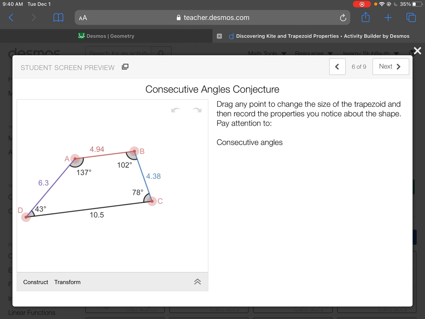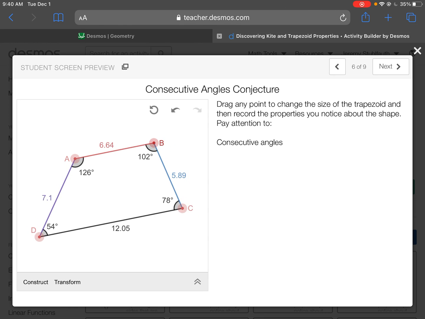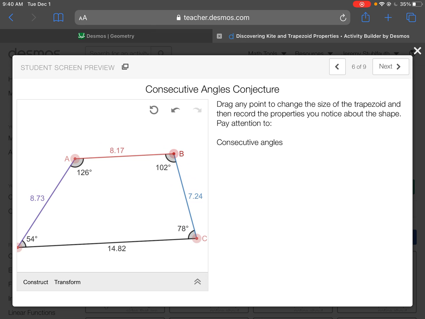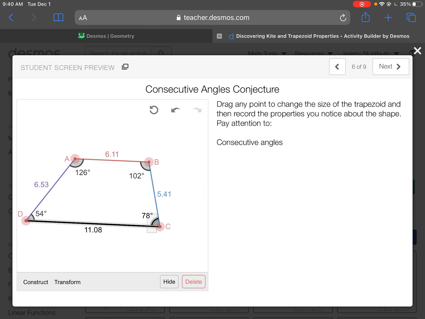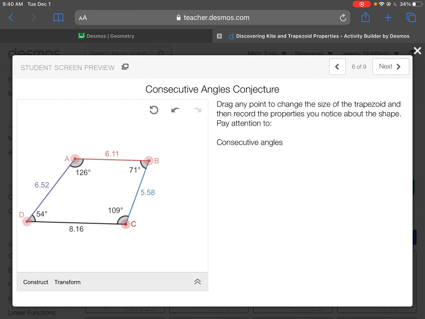All right. So I want you to pay attention to what you notice about consecutive angles. So if we take a look at this, what do you notice about any of these consecutive angles? As I adjust these measurements of these angles here, I want you to pay attention to specifically angles B and C, angles A and D. What do you notice about them?